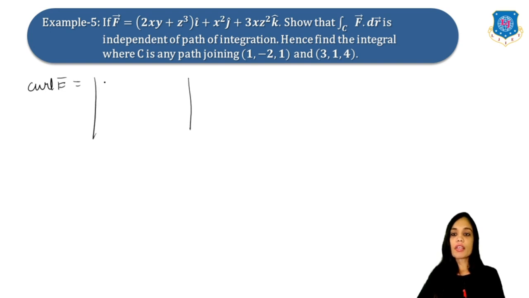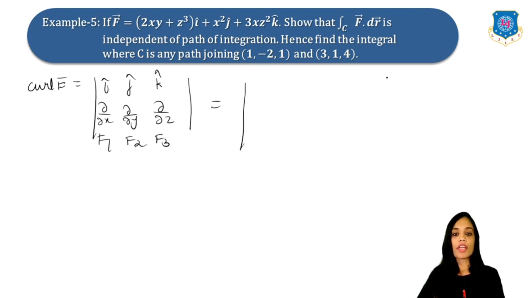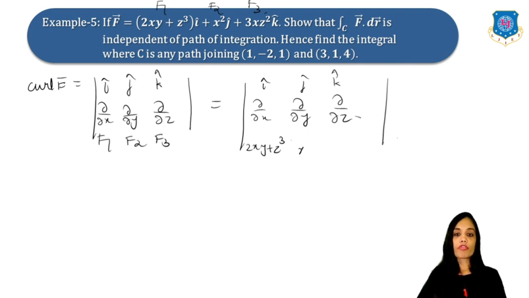So the formula is i, j, k, del by del x, del by del y, del by del z, f1, f2, f3. Just put the values of f1, f2, f3. So i, j, k, second row as it is. f1 is 2xy plus z cube, f2 is x square, and f3 is 3xz square. Just solve the determinant. So if I solve from here, it will come 0 minus 0, right?